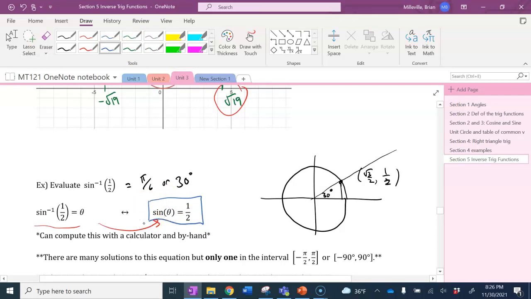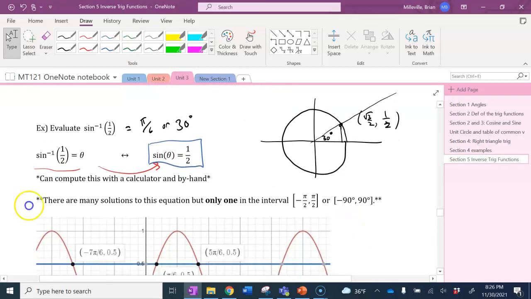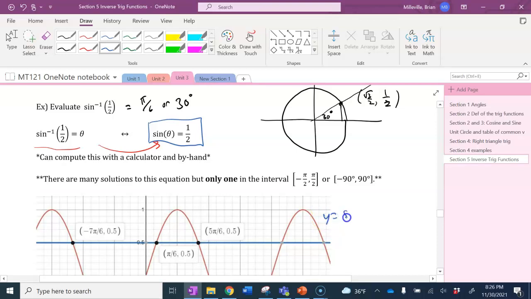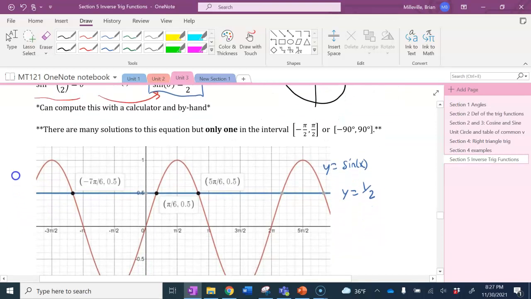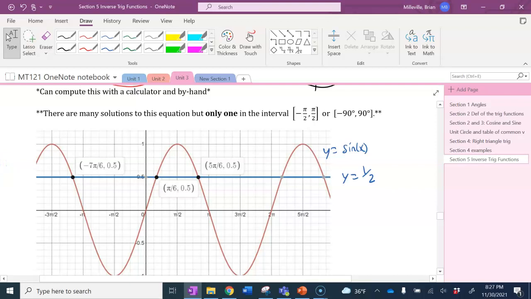I've got this graph down below. If we look at the graph of y equals sine of x, and this is why in the first video we looked at that graph, and then separately the graph of y equals 1/2, we can see there are many points of intersection. I used Desmos to create this graph, and the one of them that we're concerned about is right here, and the x-coordinate there is pi over 6. And the y-coordinate's 1/2. So that's verifying our solution.